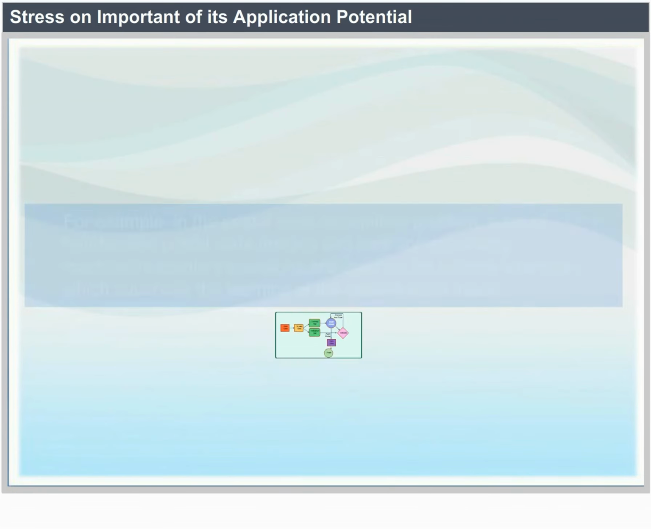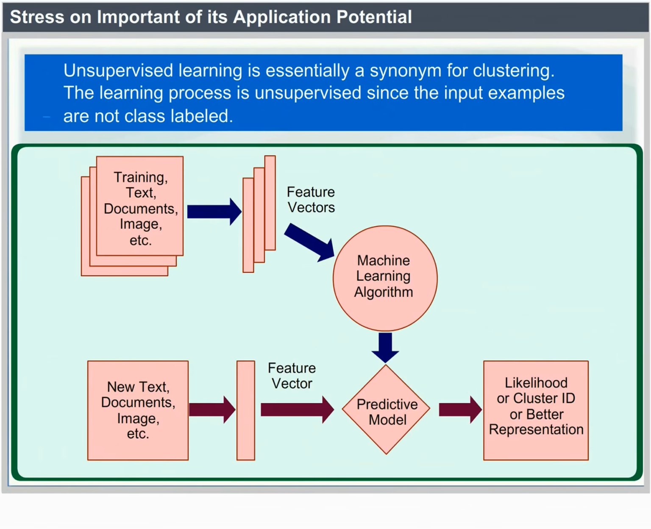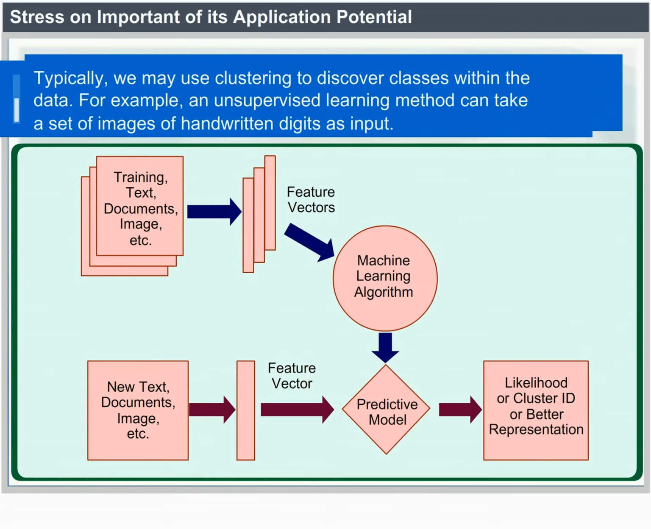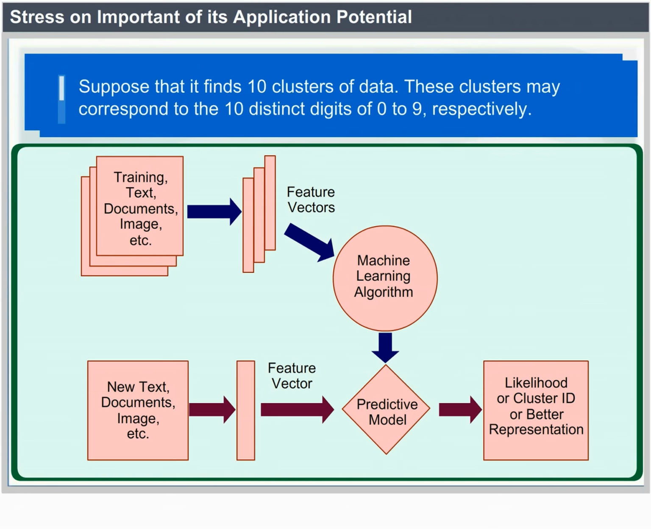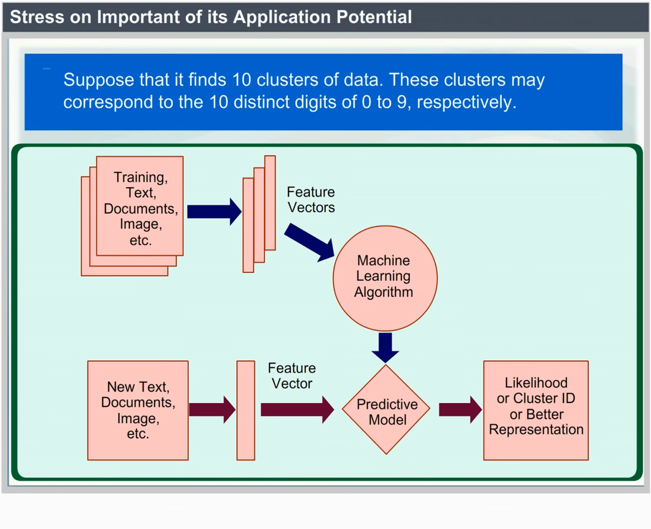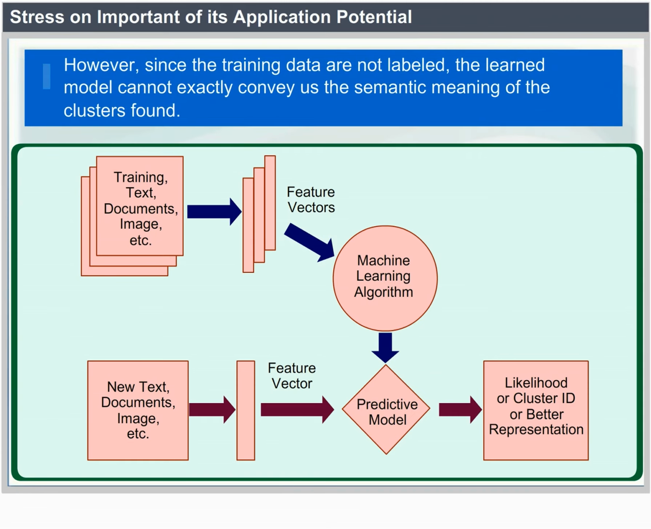Unsupervised learning is essentially a synonym for clustering. The learning process is unsupervised since the input examples are not class-labeled. Typically, we may use clustering to discover classes within the data. For example, an unsupervised learning method can take as input a set of images of handwritten digits. Suppose that it finds 10 clusters of data. These clusters may correspond to the 10 distinct digits of 0 to 9 respectively. However, since the training data are not labeled, the learned model cannot tell us the semantic meaning of the clusters found.